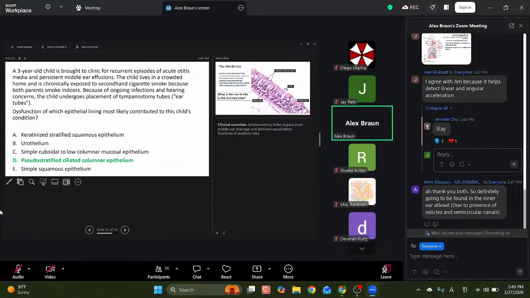Here's another question. A 3-year-old child is brought to clinic for recurrent episodes of acute otitis media. So otitis media would affect the middle ear. Media means middle, affecting the inflammation of the middle ear. And there are persistent middle ear effusions. So when you have inflammation, which you learn about in pathology, fluid and cells tend to accumulate in an area that's undergoing inflammation in the process, let's say, of fighting infection.